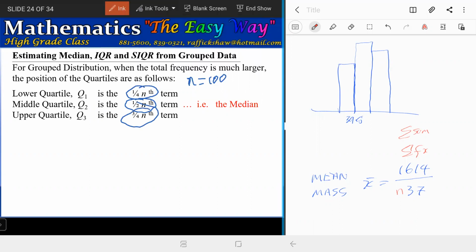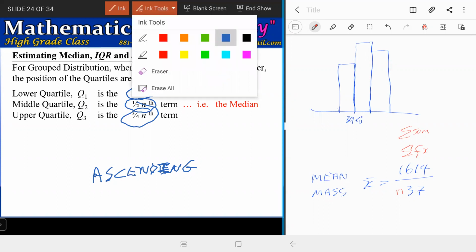But the important thing now, remember the data has to be ascending. That's when the data is going from smallest to largest. So these rules assume that the data is ascending, going from smallest to largest value. And if you notice, when they give data in a table, it is always ascending. It's always from smallest to largest value. The data will be ascending.